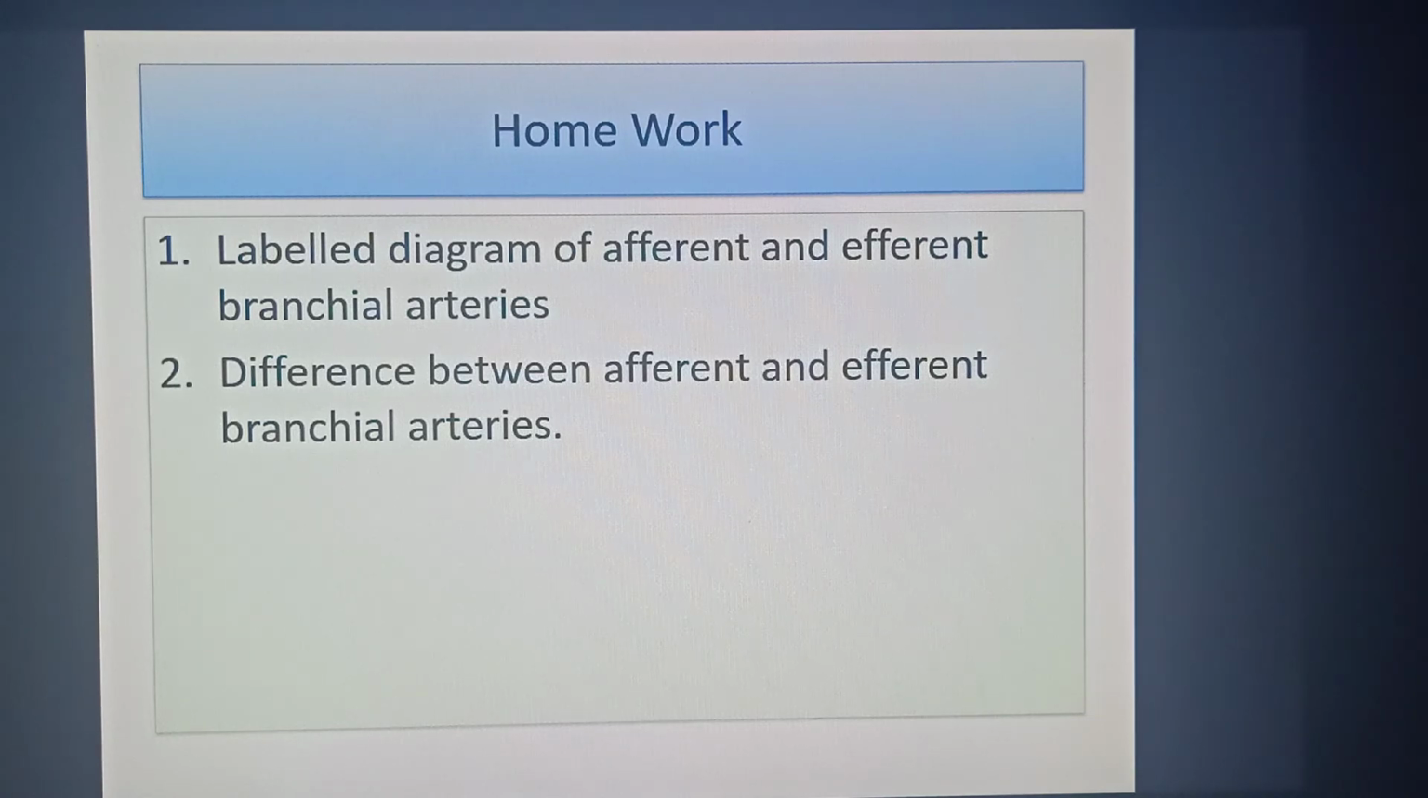After completing the arterial and venous system of rohu fish, some homework for you. Homework number 1: Draw the labeled diagram of afferent and efferent bronchial arteries of rohu fish and write down the differences between afferent and efferent bronchial arteries of rohu fish.